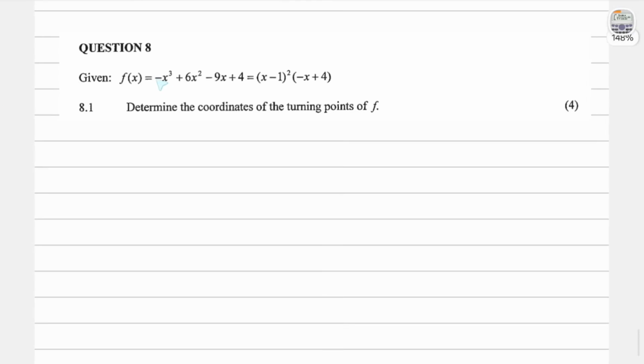Question 8 says, given f of x is equal to, and we have a cubic function, and it's also been factorized. Okay, so 8.1, determine the coordinates of the turning point of f. So this is a cubic function with the value of a being negative. So it's going to look like this, kind of like a backwards n, just more curved. And at the turning points, we know that this is where the gradients are neither increasing nor decreasing. They're stationary. So the gradients are equal to 0.